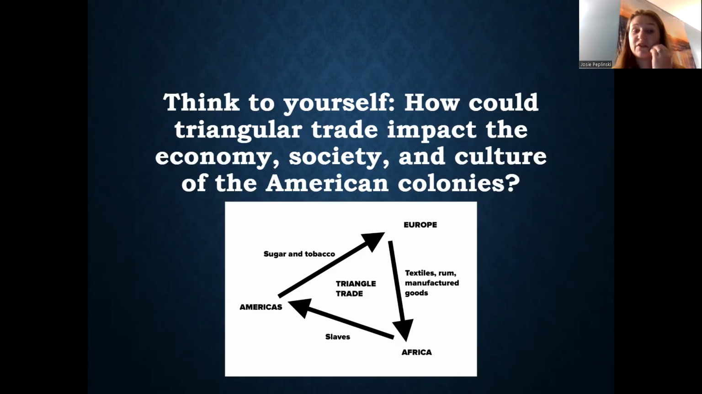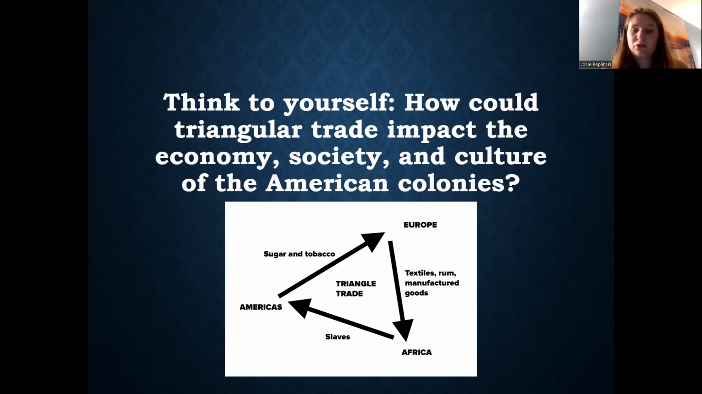So let's go through just a few examples here. The economy. The colonies of what becomes the United States are going to begin by primarily focusing on raw materials. So they are not focusing at this time on manufacturing at all. They're trying to export raw materials as their main source of income.